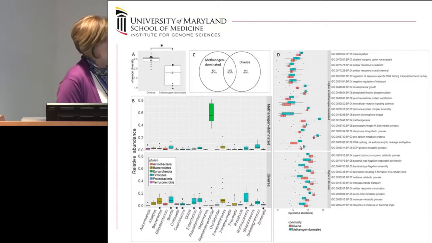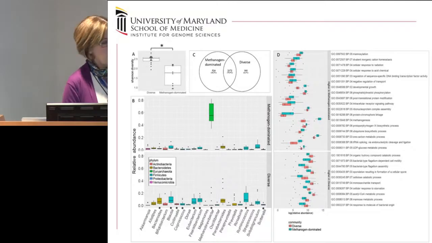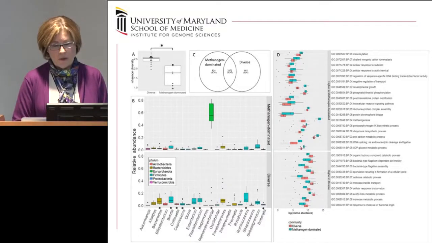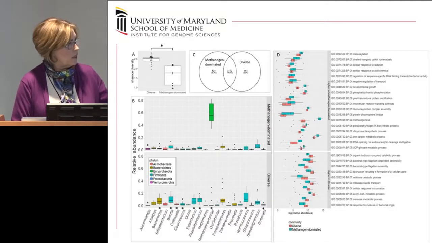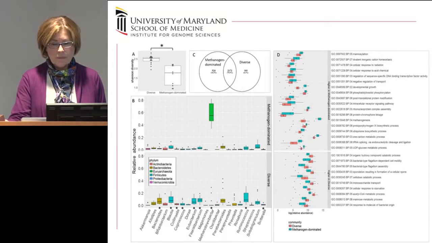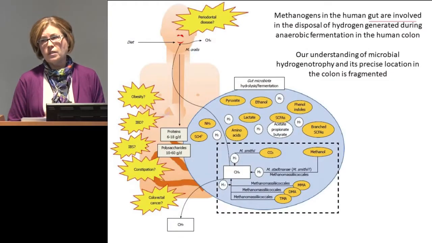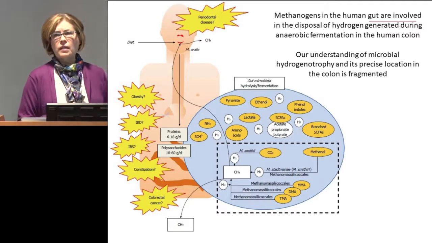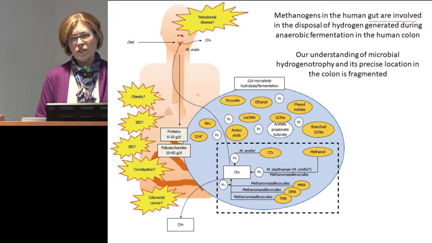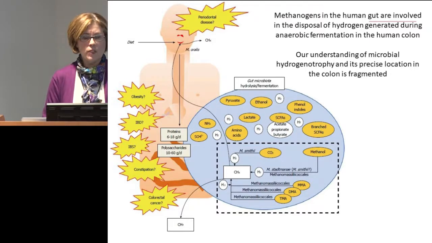There were differences in the gene content in these two communities based on our analysis, and we also saw differences in a number of functional categories shown here in D, and I realize that you can't read that, but the point that I want to make is that there were differences. One of the big differences in the methanogen community was that we found all the genes involved in the methanogenesis pathway. And this suggests that there may be some interesting differences here, because methanogenesis is one of three mechanisms known to be involved in disposal of hydrogen that's generated during anaerobic fermentation in the colon.